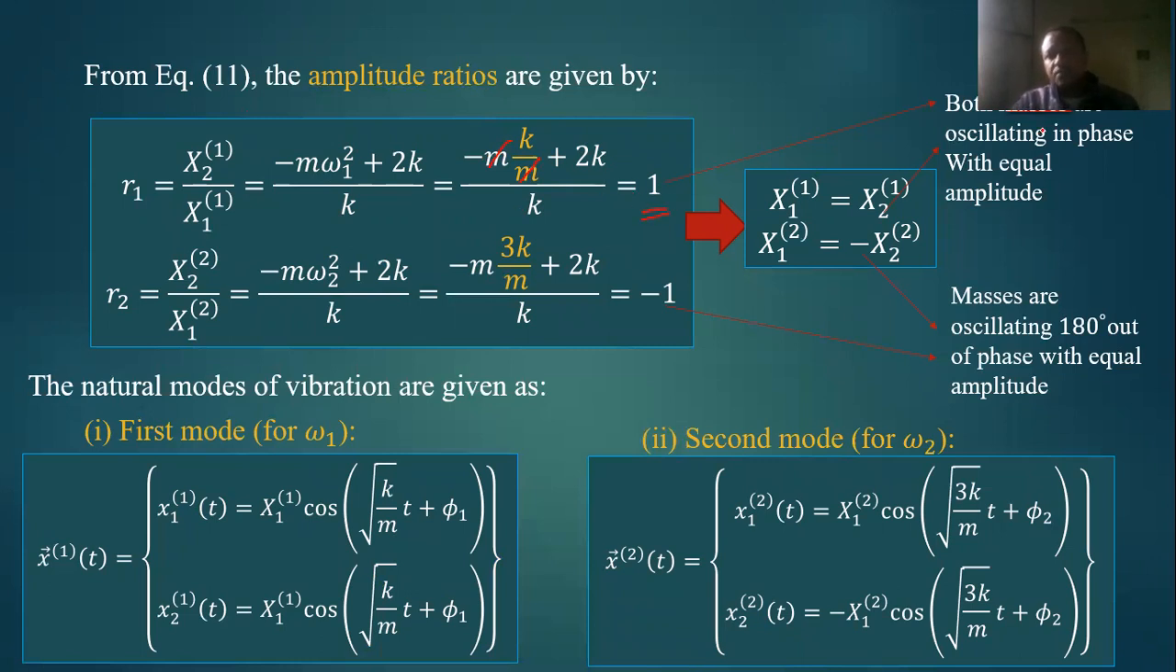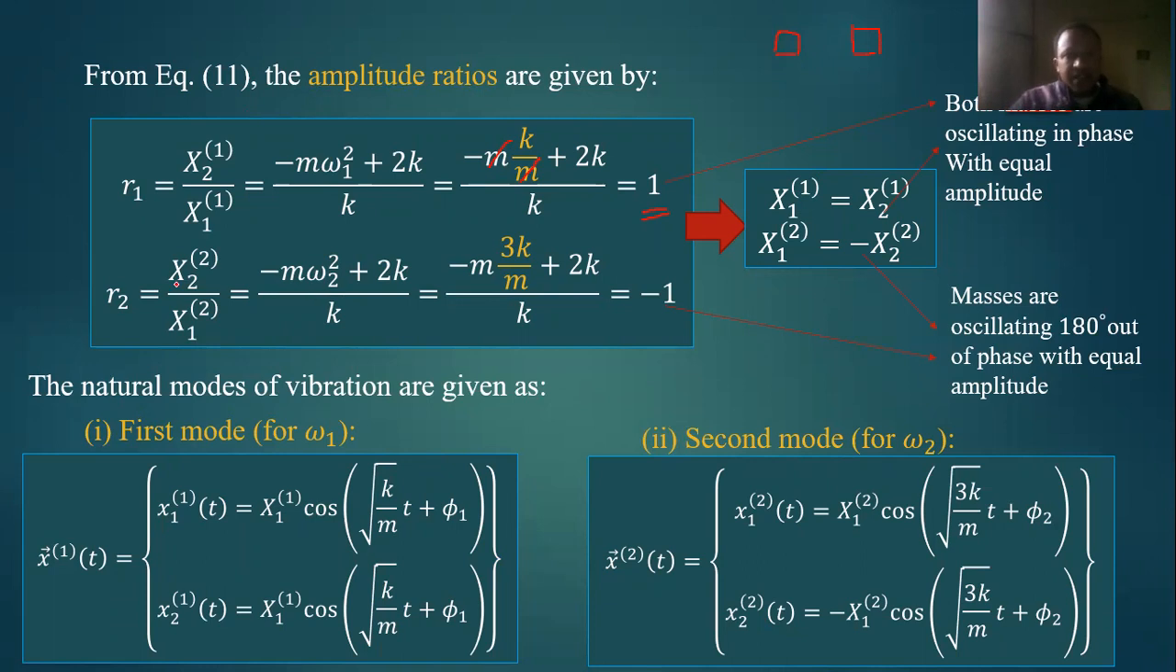So this implies both masses m1 and m2 are oscillating in phase with equal amplitude. The amplitude is also the same, and their phase is also the same. So that means if this is m1 and this is m2, these masses are vibrating in the same phase and having the same amplitude.